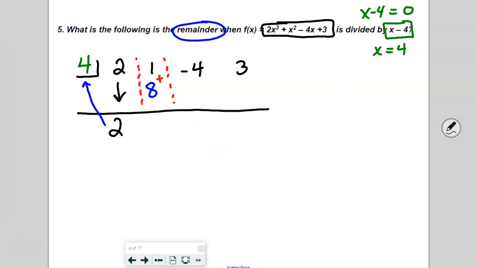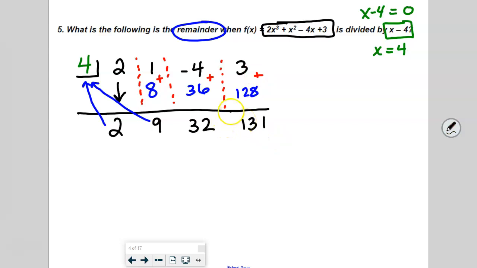So 1 plus 8 is of course 9. And then you just repeat it again. So now 9 times 4 is 36. I think when I made up this problem, I didn't realize how crazy the remainder got, but you know what? It's okay. -4 plus 36 is 32. And then, okay, brain, do smart things. Here we go. 4 times 32 is 128, I think. And then when I add those together, I get 131.